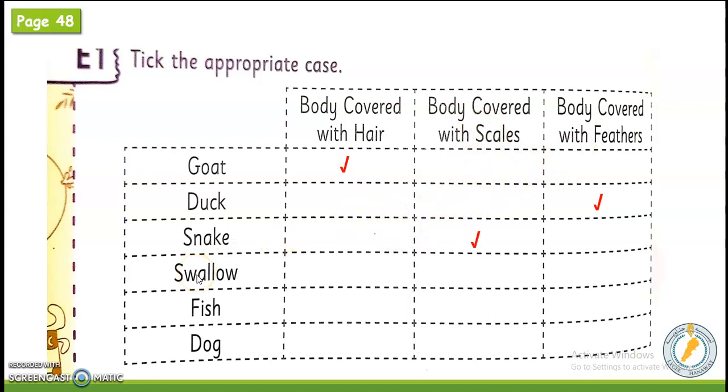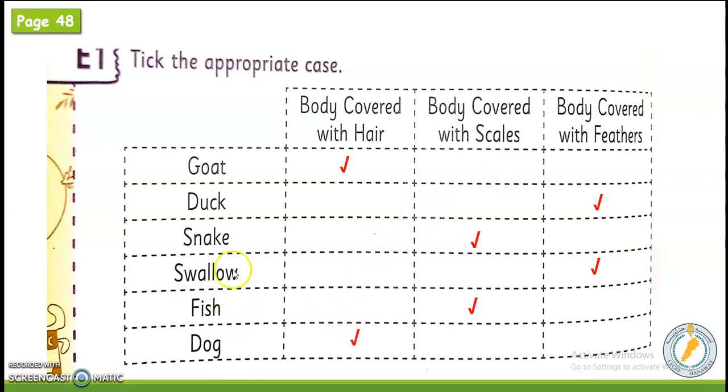And the swallow, is it covered with hair, scales, or feathers? It is covered with feathers because it's a bird. And we have the fish. What is the fish's body covered with? Yes, it is covered with scales. Excellent. And finally, we have the dog. What is the dog's body covered with? Hair, scales, or feathers? It is covered with hair.